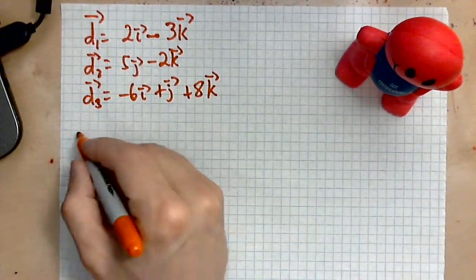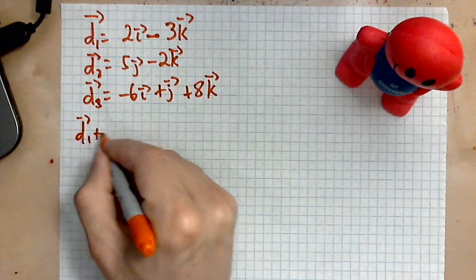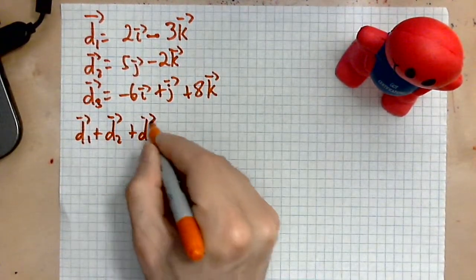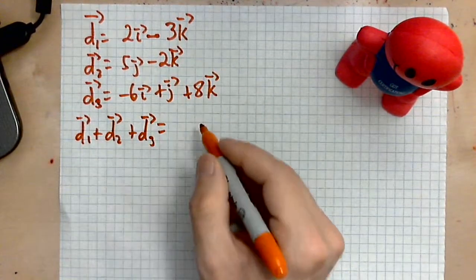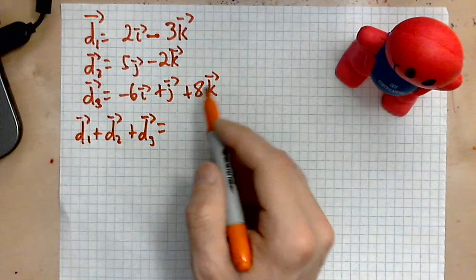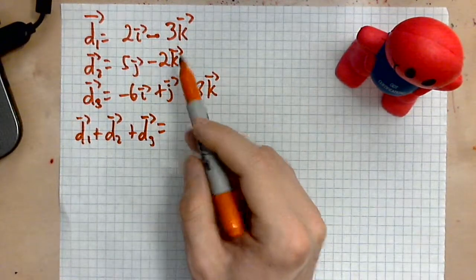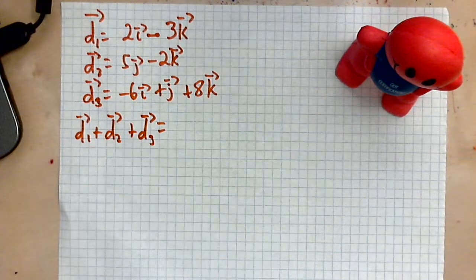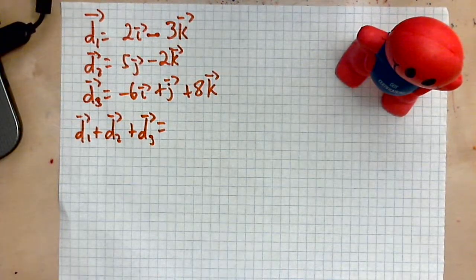So let's write that down. d1 plus d2 plus d3. And we operate on vectors by adding the components. So let's add the components step by step. Let's add up the i's, the j's, and then the k's. Okay, those are the first steps to be taken.